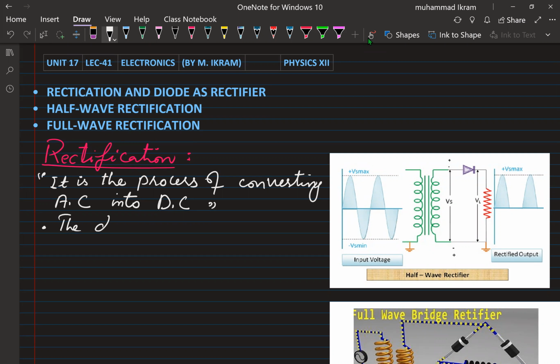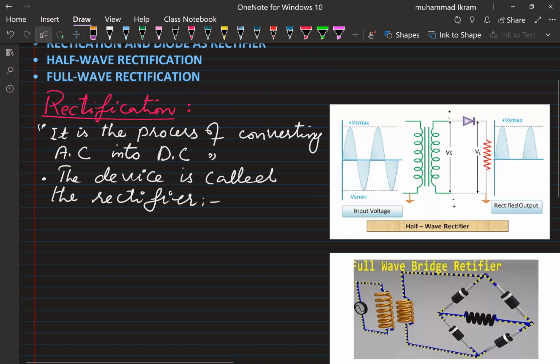The device is called what? The device is called the rectifier. Now, what does the rectifier itself consist of?